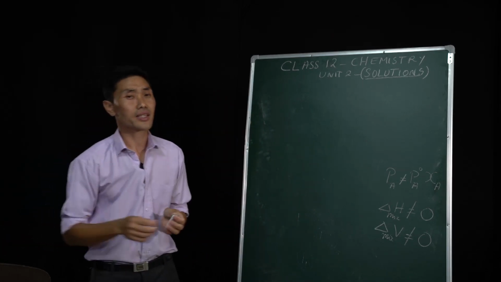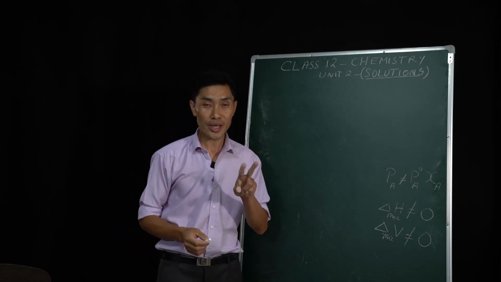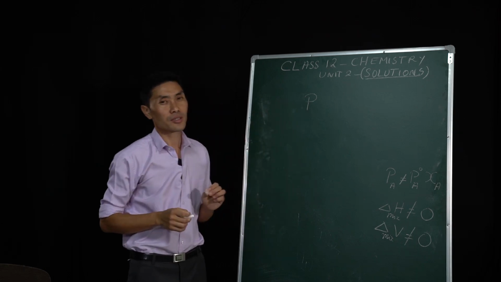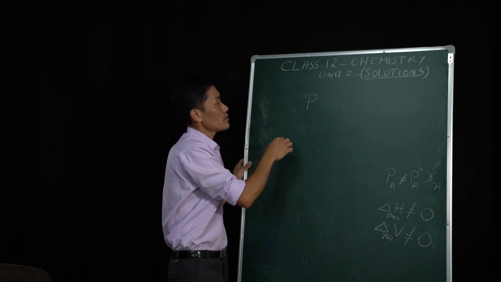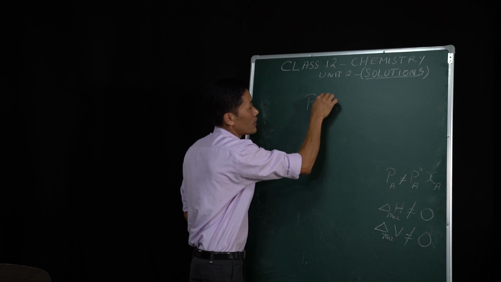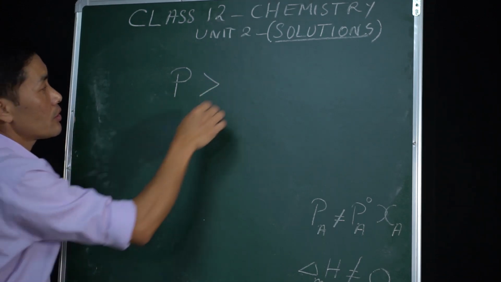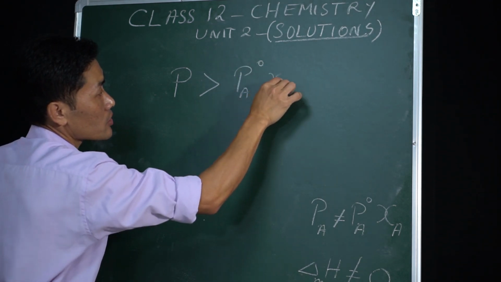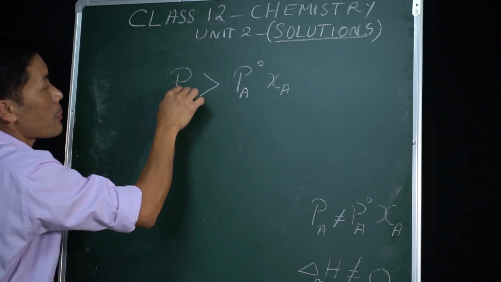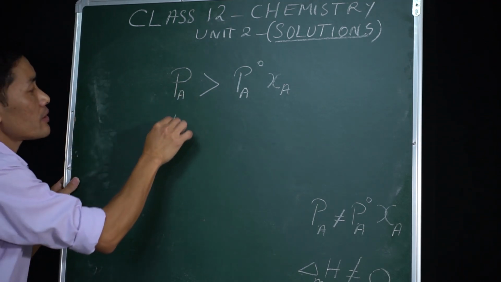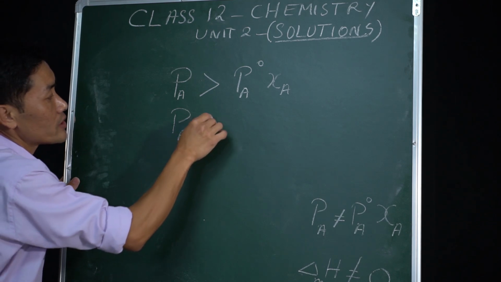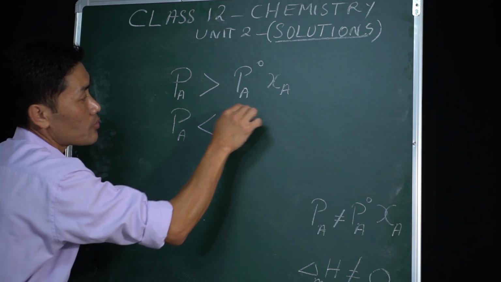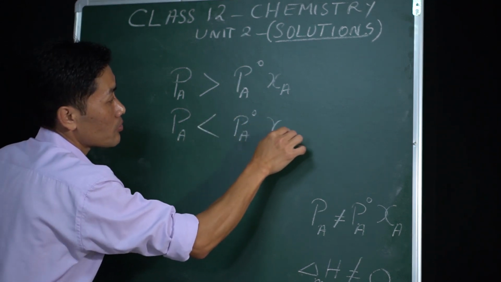So if we see the non-ideal solutions, we get two cases: either the vapor pressure of the component is greater than the product of the vapor pressure of the pure component multiplied by its mole fraction, or the vapor pressure of the component is less than the product of its vapor pressure in the pure form multiplied by its mole fraction.